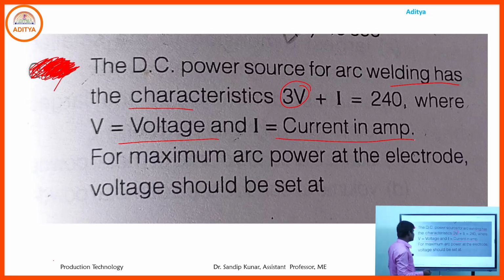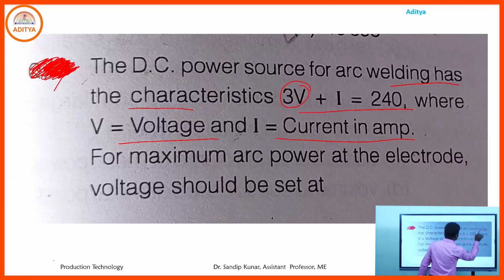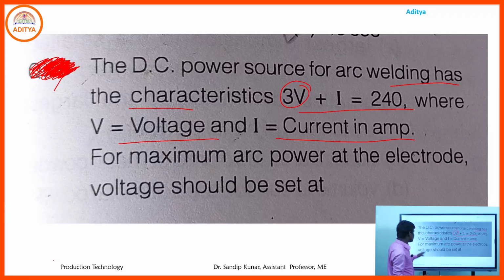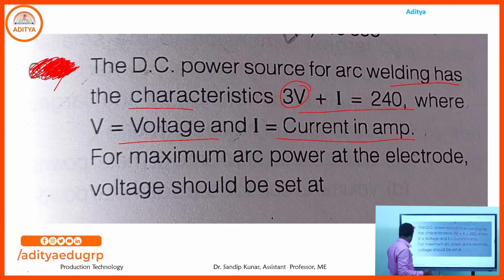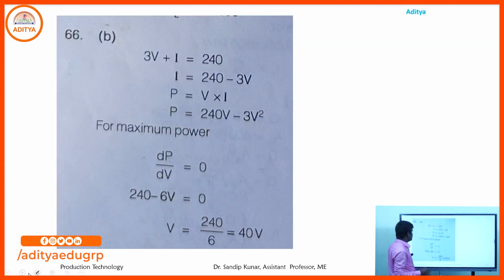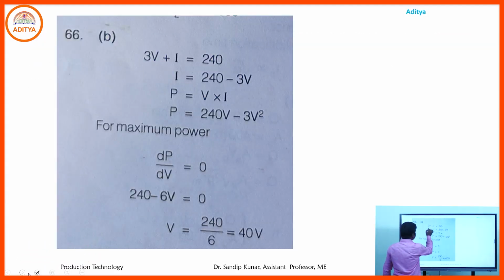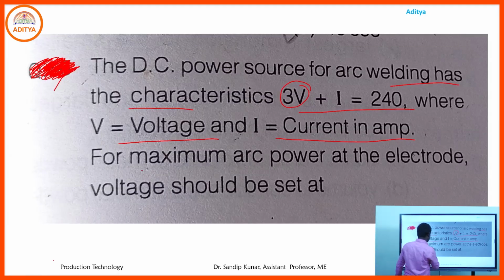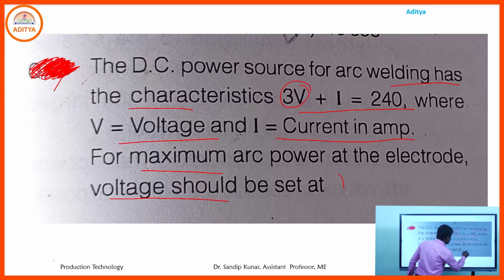So now first we will take this equation, 3V plus I equals 240. Then we find out the maximum arc power. How will it be solved? We keep the equation 3V plus I equals 240. Maximum power means we take the first order derivative and second order derivative. So first we find out the maximum power required, and finally we find out the voltage.